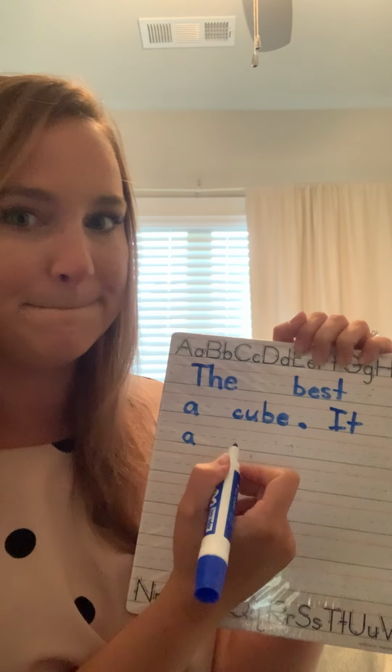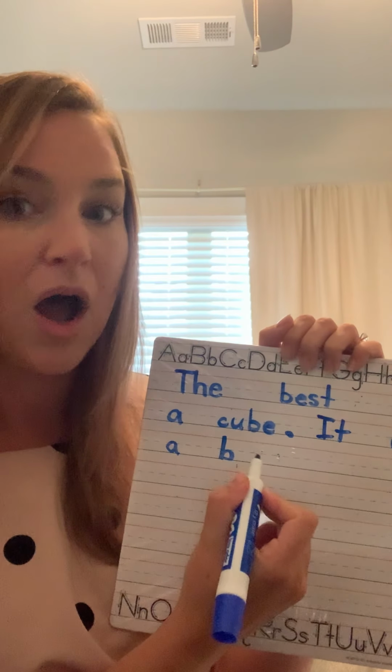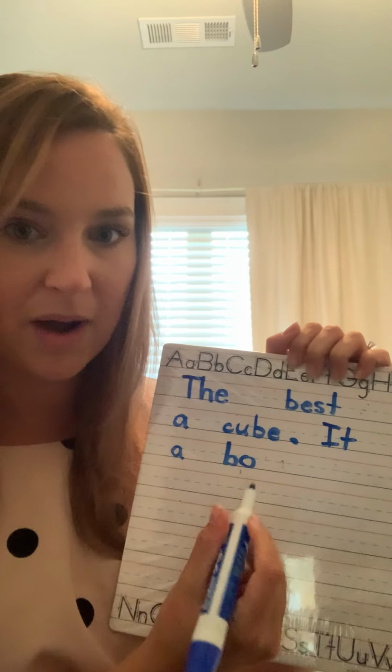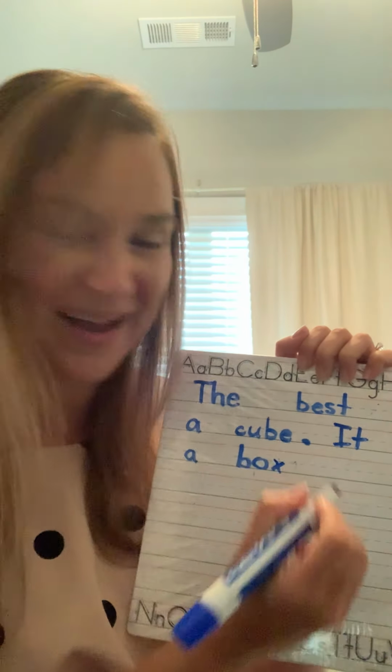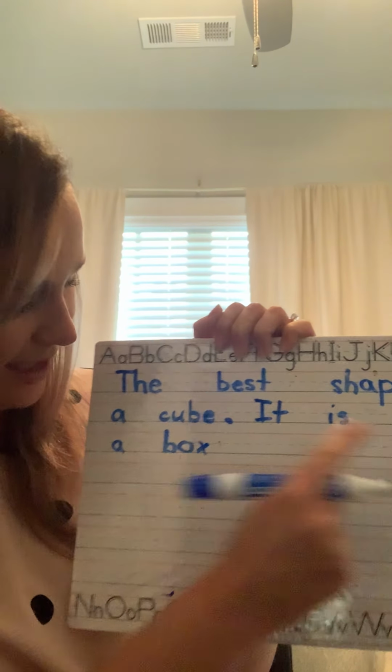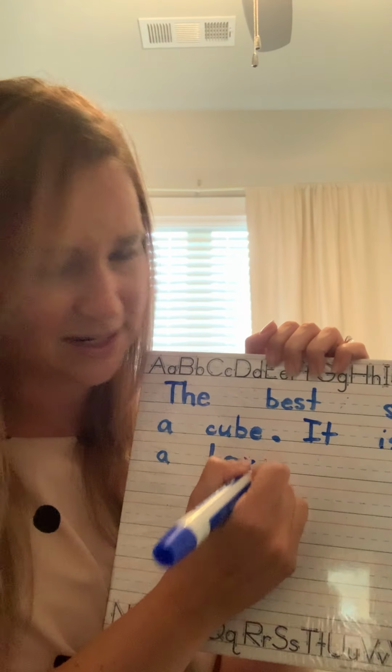Ready? Box. B-ox. Box. First sound, go. Box. B. What says B? B. Good. Box. B-ah. What says ah? O. Box. B-ox. What says x? X. Nice job. Let's go back and read it. It is like a box. What comes at the end of a sentence? Yeah, a period. We have to say we're done with that sentence.